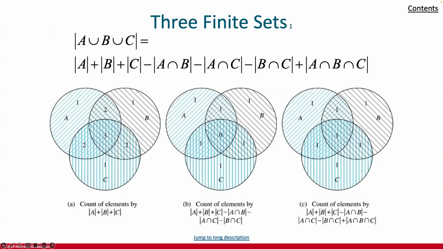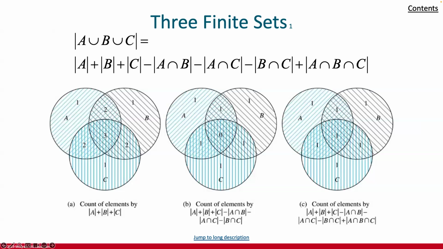For the second diagram, it shows a count of elements by the formula: number of elements in A plus number of elements in B plus number of elements in C, minus the number of elements in the intersection of A and B, minus the number of elements in the intersection of A and C, minus the number of elements in the intersection of B and C. There is number 1 in exactly one of the three sets, in the intersection of any two of the sets, and number 0 in the intersection of all three sets.